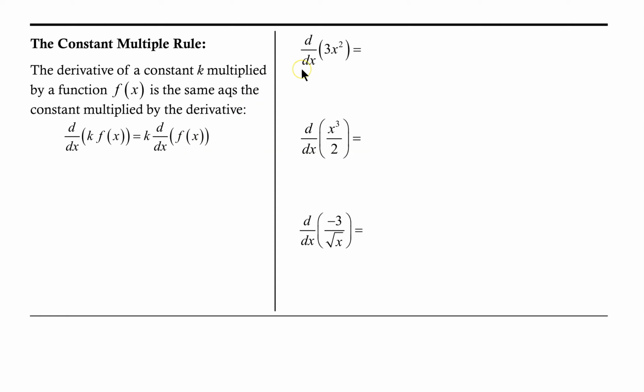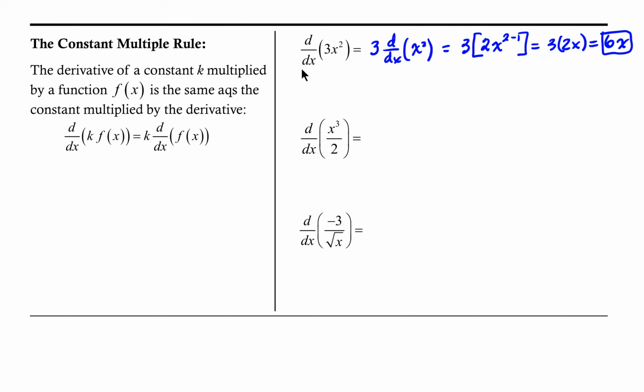First, we have d dx, or the derivative, of 3x squared. So using the constant multiple rule, we can think of this as 3 times the derivative of x squared. And now for x squared, we can use the power rule to find the derivative. So this would be 3 times 2 times x to the 2 minus 1. 2 minus 1 being 1, so 3 times 2x to the first power, or simply 6x.